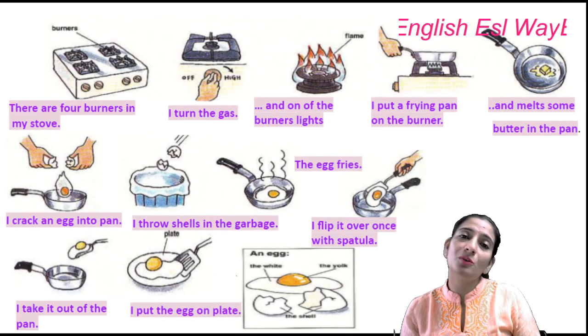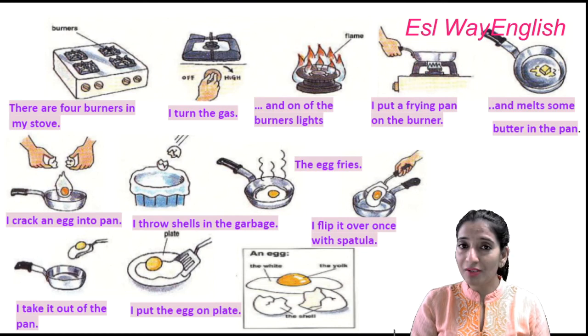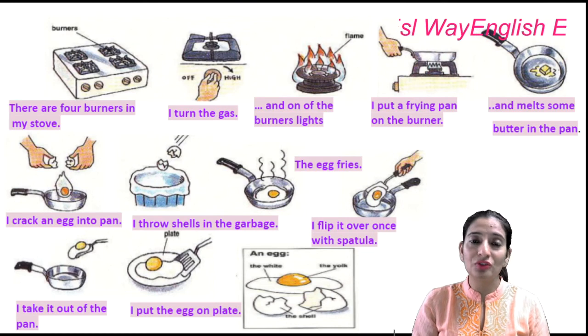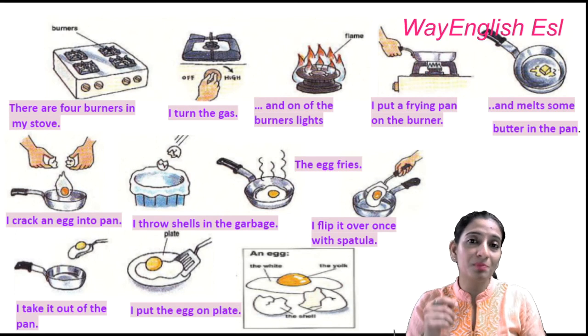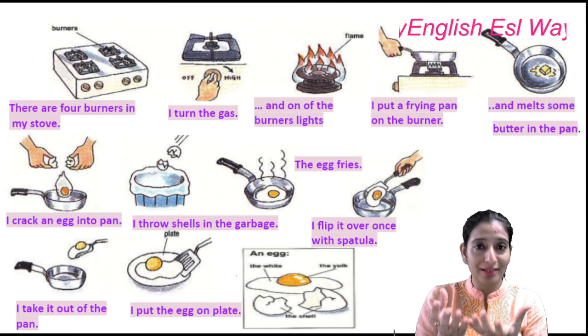If I have time, I prefer cooking on fire. So let's learn what verbs and nouns we need for frying an egg. There are 4 burners in my stove, and I have an electronic gas stove, so I don't need a lighter to light up my burner. I just turn the gas knob on and one of the burners lights.